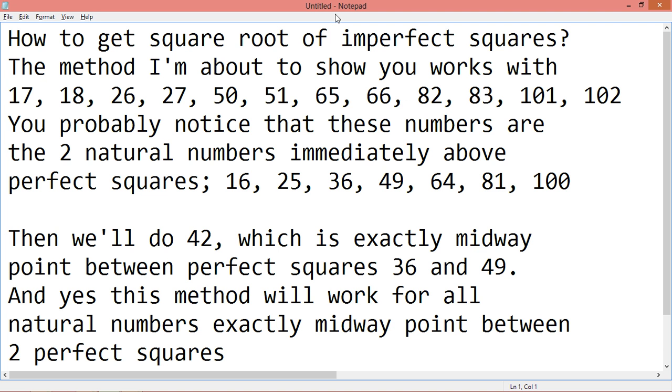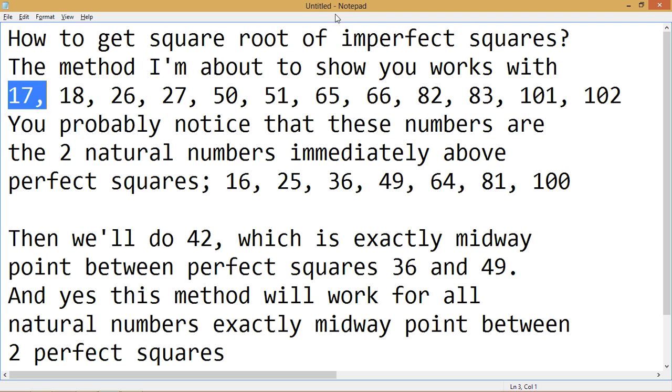Today I want to talk to you about how to get the square root of imperfect squares. And the method I'm about to show you works with numbers like 17 and 18, 26 and 27, 50, 51, 65, 66, 82, 83, 101, and 102. Now you'll probably notice that these numbers are the two natural numbers immediately above existing perfect squares.